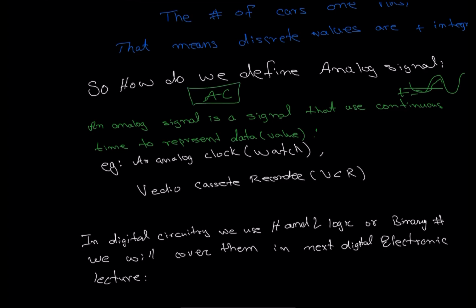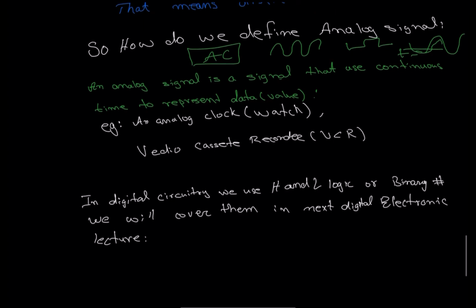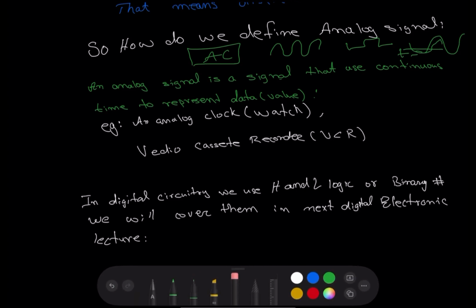We have AC and DC. AC is sinusoidal, so it changes with respect to time because it's sinusoidal. DC is discrete. It will have one value at a given time. So an analog signal, to define it again, is a signal that uses continuous time to represent data or value.